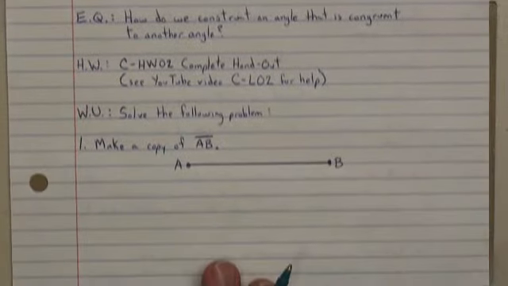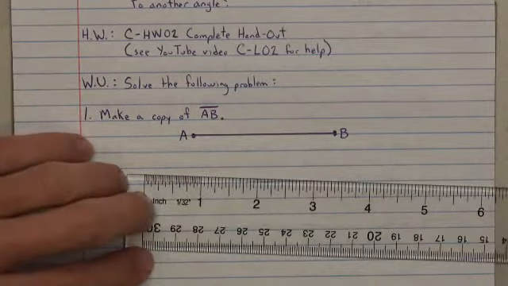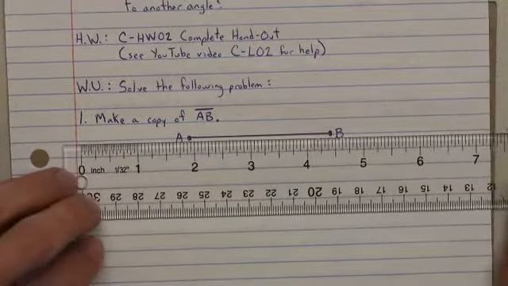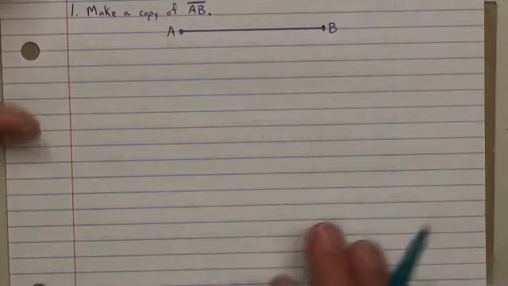Oh, let me move this up. Sorry about that. Let me show you really quickly again that if I line the ruler up, this is at the 2 to the 4.5. So in the space provided below, you'll do the construction. Then you can turn it over.